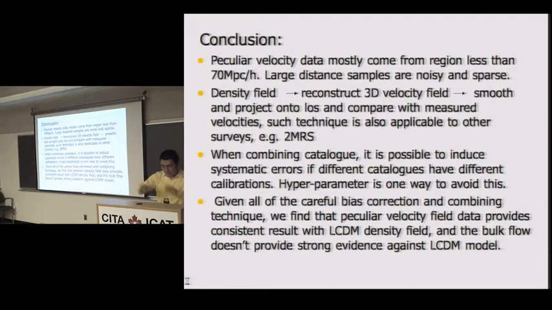When you combine catalogs, it's possible to induce systematic errors if the different catalogs have different calibrations. Hyperparameters are one way to avoid this. Now, given all of the careful bias corrections and combining techniques, we find that the peculiar velocity field data provides results consistent with the lambda CDM density field, and bulk flow doesn't provide strong evidence against the lambda CDM models.